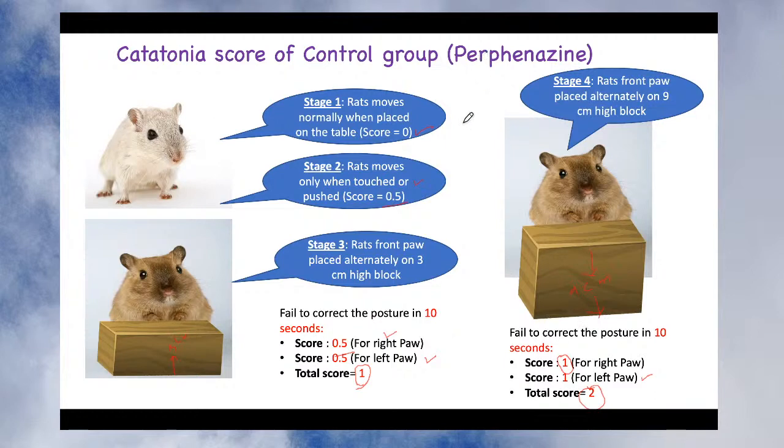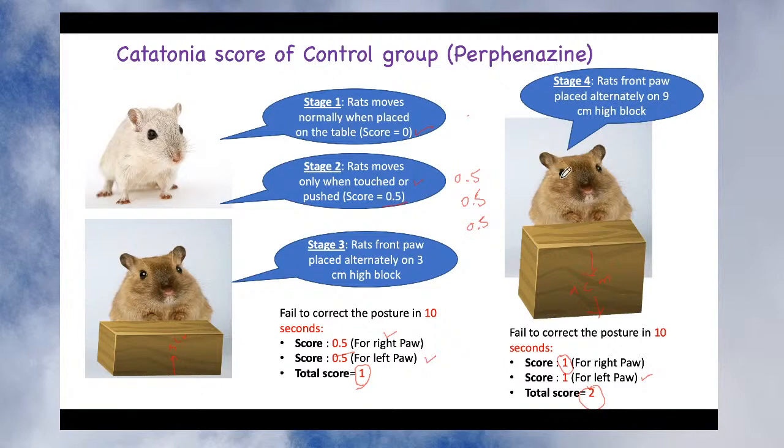So for example, at stage 0, if the animal is not moving, you will try to push or touch that animal, and when that animal moves only on touching, then you will give the first score, that is 0.5. Then you use the 3 centimeter block and keep the animal's front paw at 3 centimeter height, and the animal fails to correct the posture with both paws. Then I'm writing here 0.5 for the left paw, okay, and then you have given 0.5 for the right paw, because the animal failed to correct the posture with both paws.